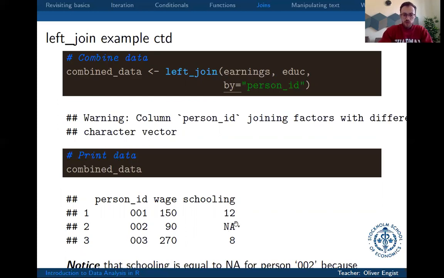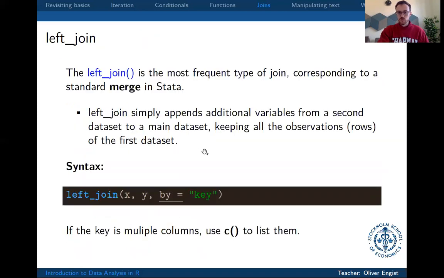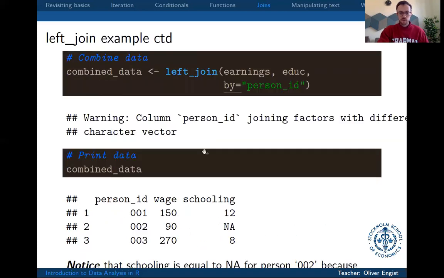And for person 1 and person 3, these appear in both the earnings and the education dataset. It will then append the schooling, the years of schooling to these observations. So as you can see here, now we have wage and schooling. And for person 2, we keep it, but we do not have the years of schooling.